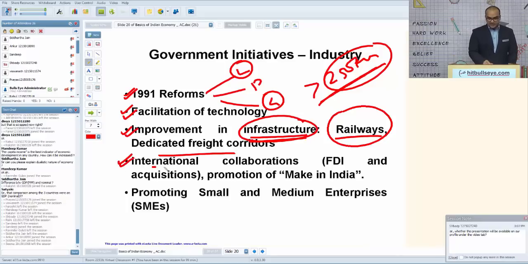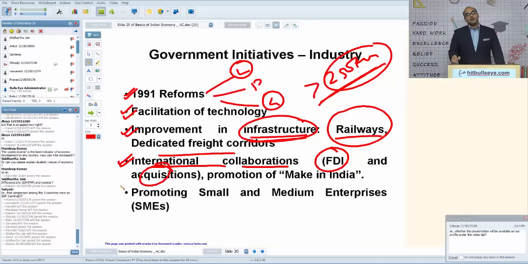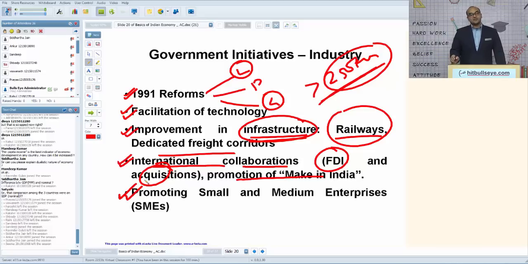Again, India is taking many international collaborations. Our Prime Minister is visiting a large number of nations, too many if you ask the opposition, but still we need FDI, and Indian companies are acquiring a large number of companies outside of the country as well. As far as SMEs, small and medium enterprises, are concerned, the government has initiated a large number of schemes to provide them with low interest loans.